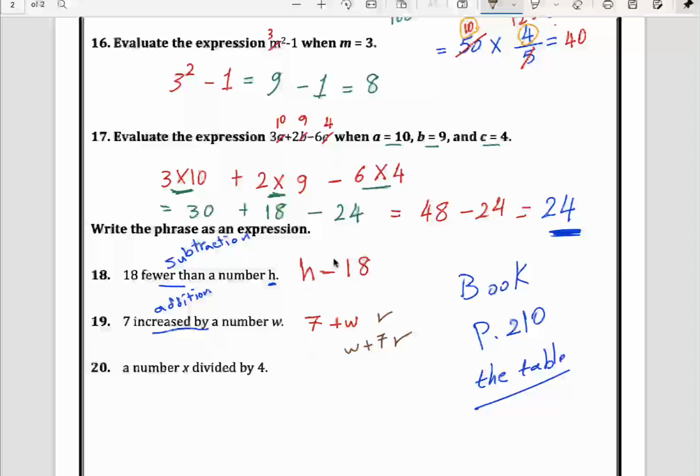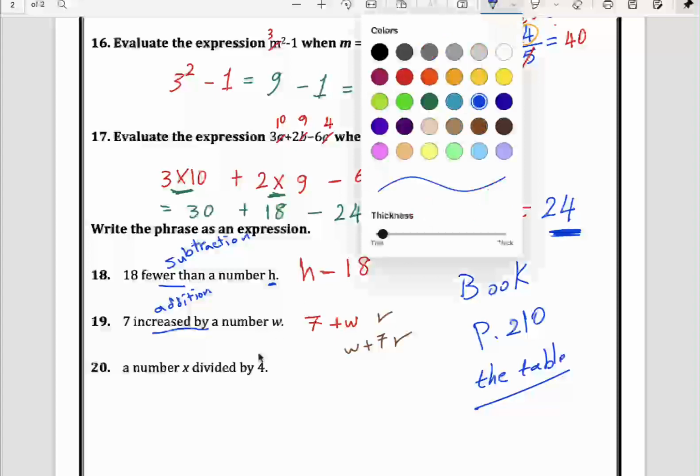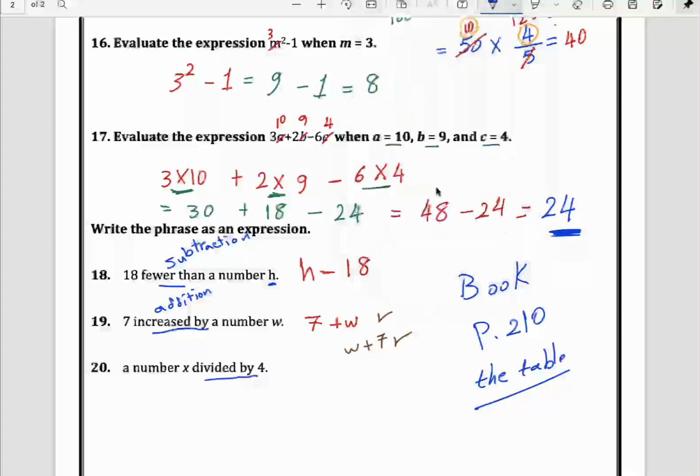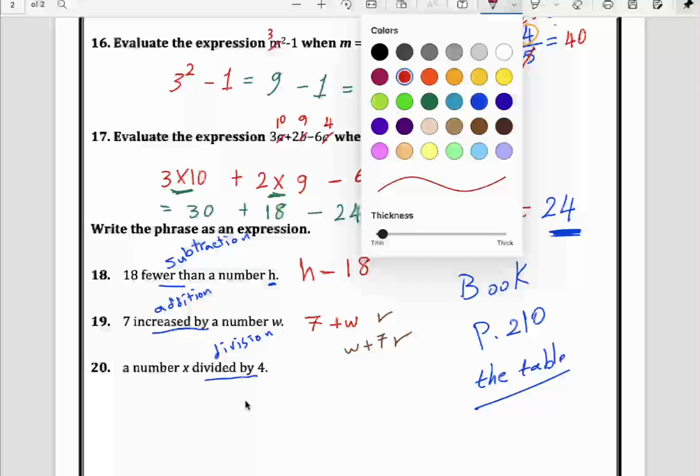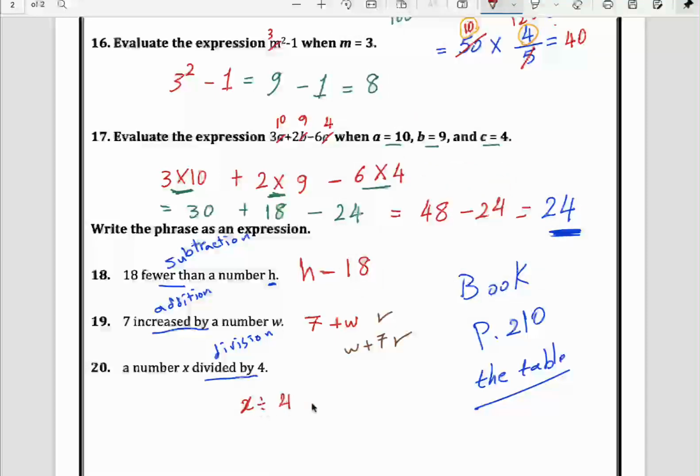So again, in question 18, you cannot change the order. If you write 18 minus h, it is wrong. But in question 19, yes, you can change the order because it's addition. In question 20, a number x divided by 4 means division. So it's x divided by 4. You can write it like this, or you can write it as x over 4 as a fraction. And you cannot change the order in division.